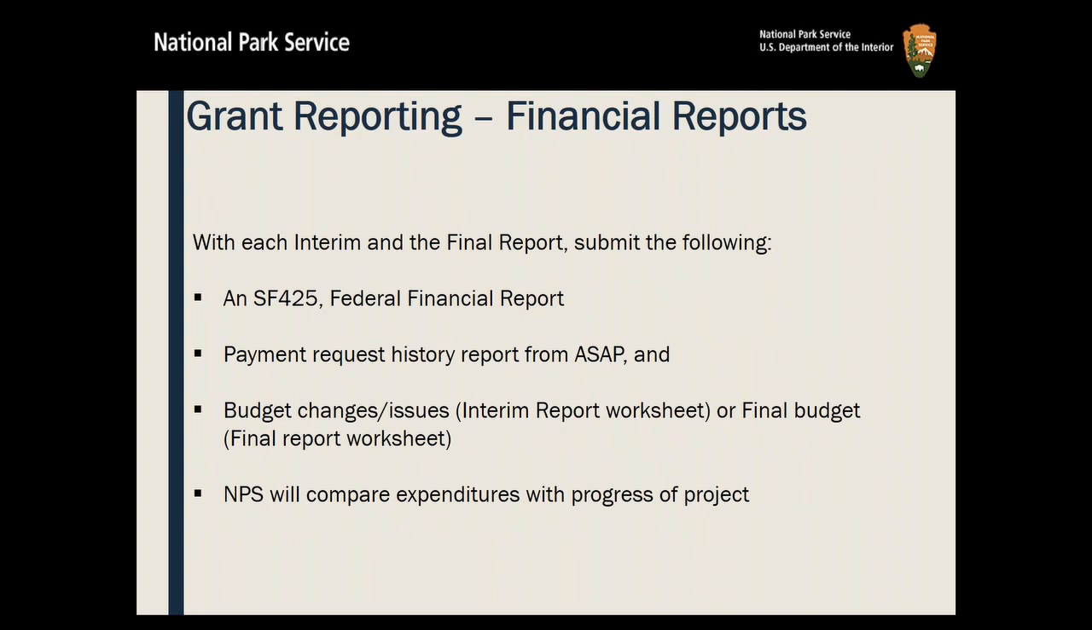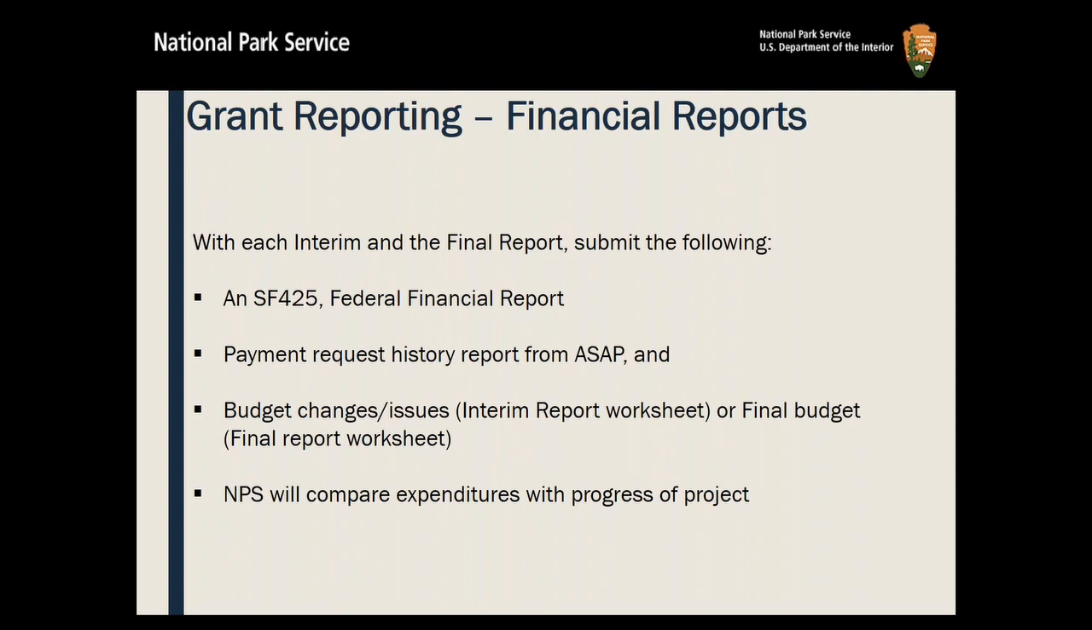And so with financial reports that go with the interim and final report, you're always going to have an SF 425 federal financial report. And basically that is just showing how much money you have drawn down from your ASAP account using the federal funds. You're reporting on how much matching share you've used, and you're also documenting the amount of indirect costs you've expended.